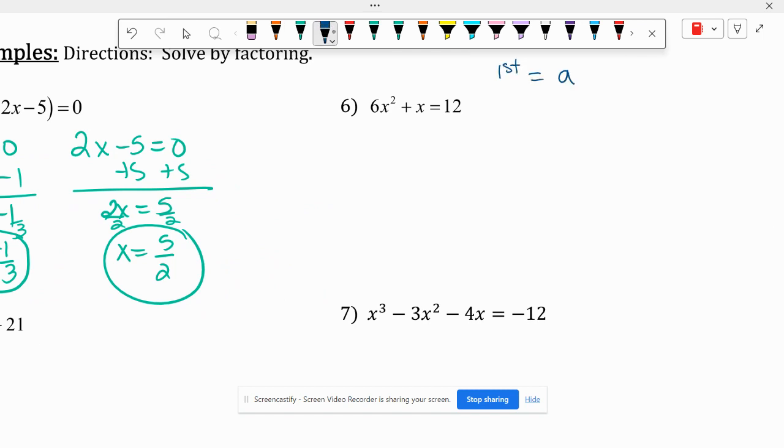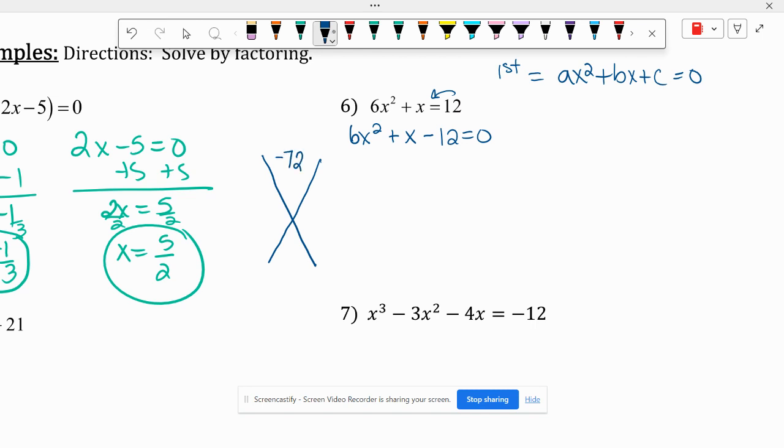First, I need to make it look like this. So I got to move this over here. Subtract it. I'm not even going to write it out. I just know that you guys know what to do. So 6x squared plus x minus 12 equals 0. Okay, so let's look at our factors. 6 times negative 12 is negative 72. The number for B is 1.